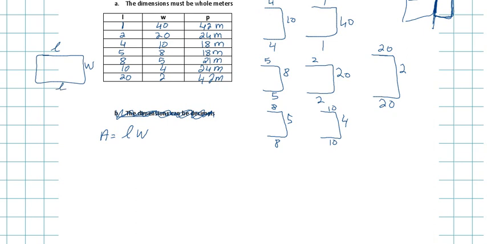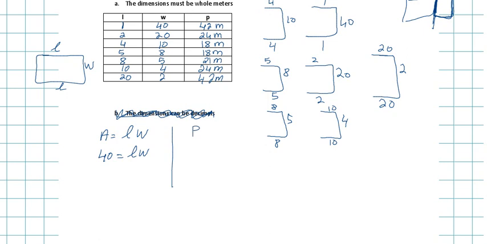Look at the rules on the board. That's what's given to me. Now, let's focus on this because it's a little harder than what we've done. So just pay attention to it and then you can copy it. I know that my area is length times W. Now what is my perimeter?